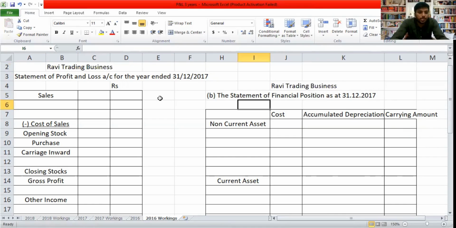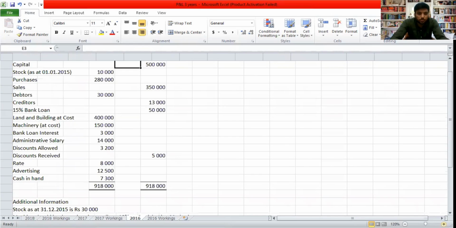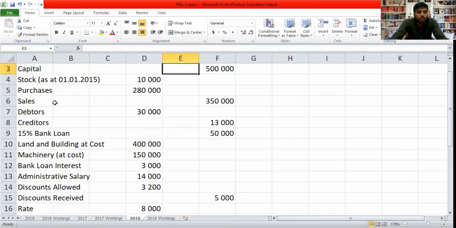So now you have sales. Let me start with the trial balance. Capital is 500,000. Stocks as at first 2015 is opening stock, 10,000. Purchases is 280,000. Sales is 350,000. Debtors 30,000. Creditors 13,000. 15% bank loan 50,000. Land and building at cost is 400,000. So we have land and building at cost.